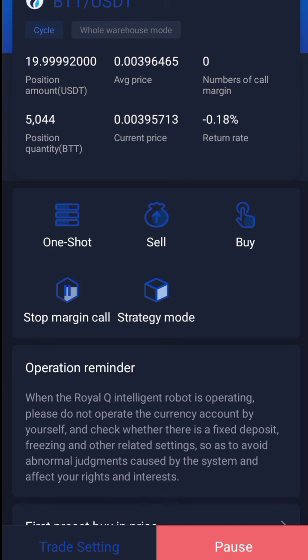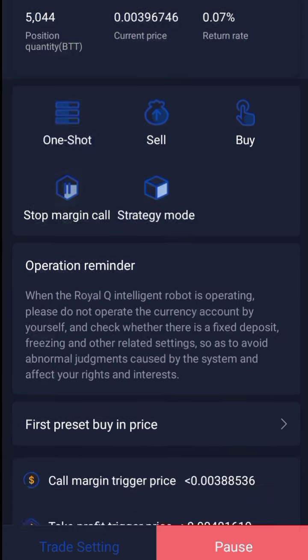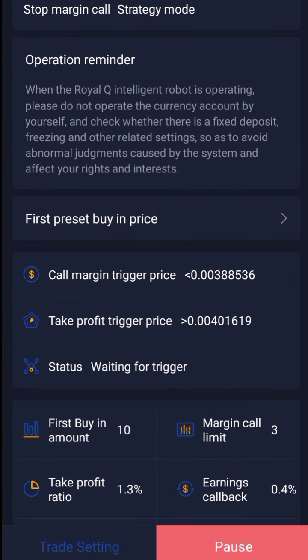If you look at the position from the top, you see we have 19.99 position amount, and the position we have is 5,044 BTT already bought. The current price is going up and down, and the average price is there. Zero number of margin calls. We just started it, and the return rate is 0.0134. It's changing. So when you come back, this is the status of your trade.